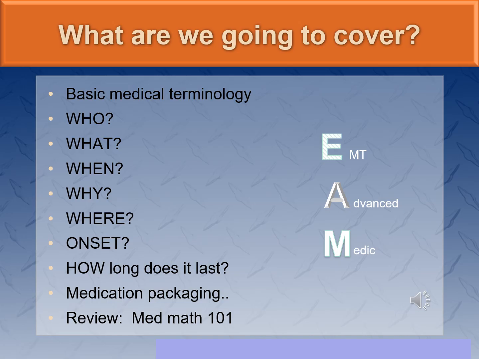In the upper left-hand corner on some of these slides, you'll see either an E, an A, or an M. What that means is this medication is able to be given at the EMT level, the advanced level, or the medic level. If you see an E on that slide, it means it's able to be given by all three levels. If you see an A on the slide, it means it can be given by the advanced EMT and the paramedic. And if you see just an M on the slide, it's medic only.